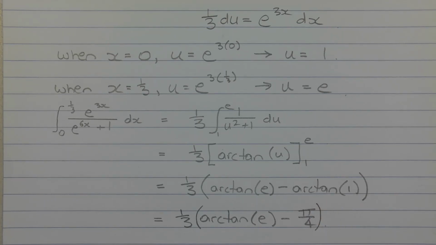and arctan of 1 is pi over 4. And that gives us 1 over 3 outside of arctan of e minus pi over 4 in brackets.